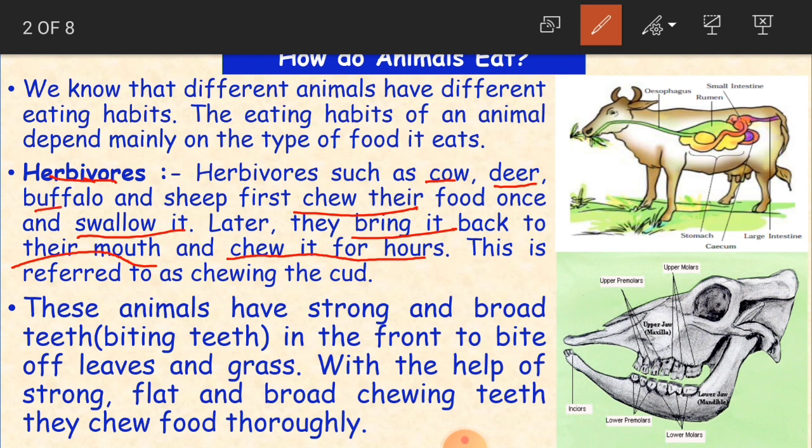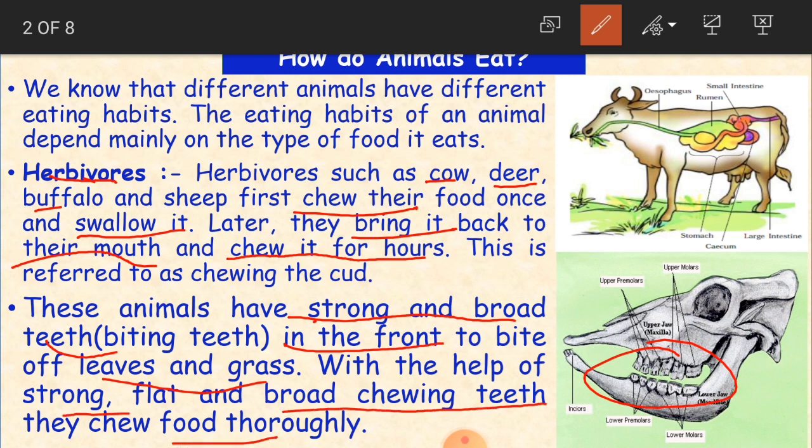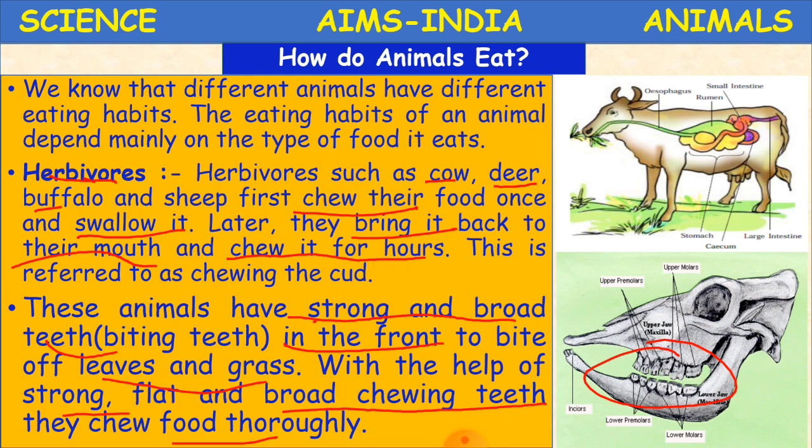Okay, and these are only plant eating animals. And how do they eat? With the help of their strong and broad teeth which are in the front, as you see in the picture, they bite the leaves and the grass. And with the help of their strong, flat, broad chewing teeth, they chew food thoroughly. So this is how the herbivores eat the food.